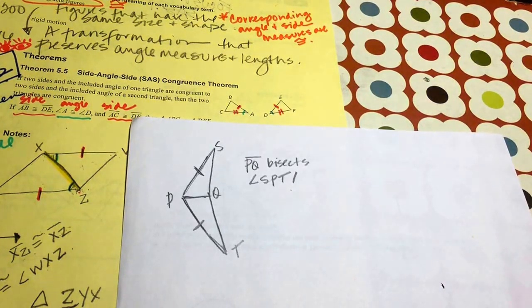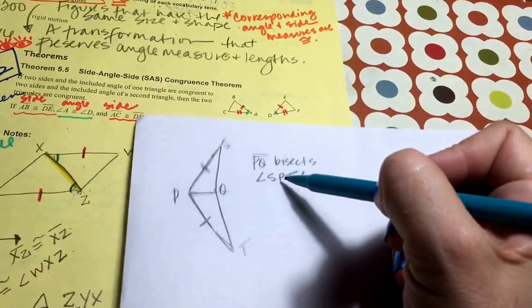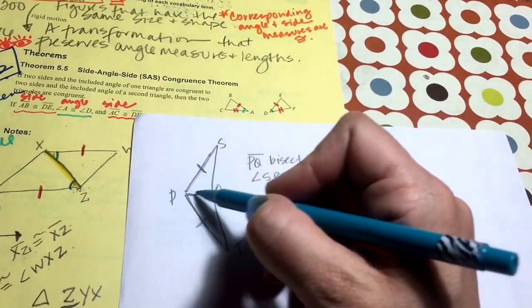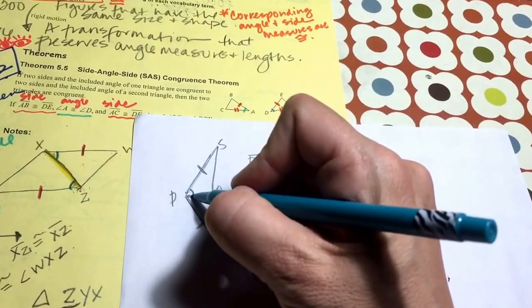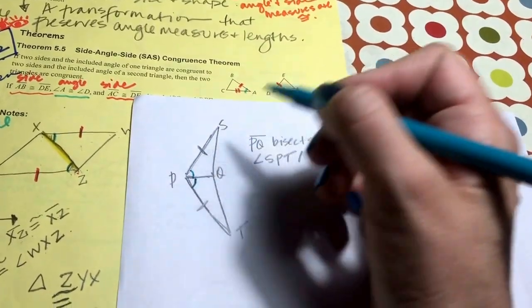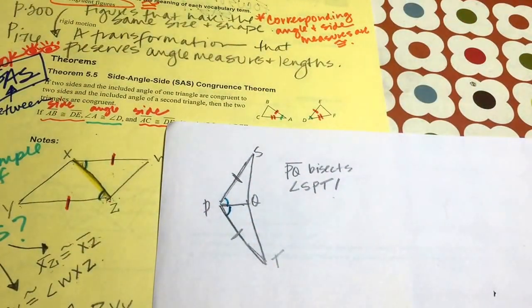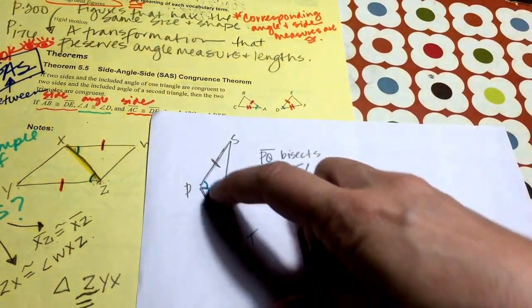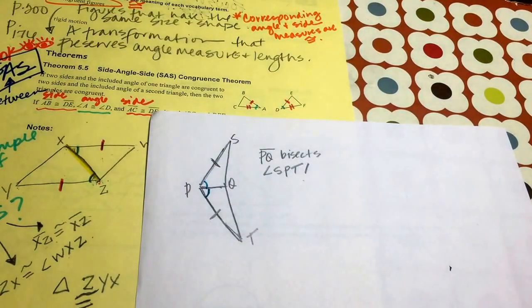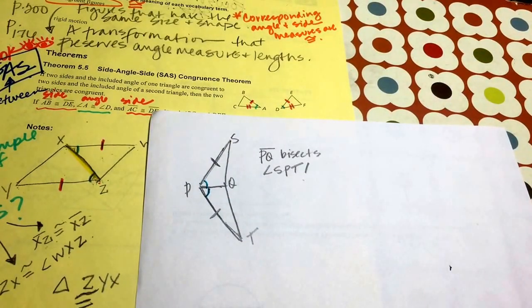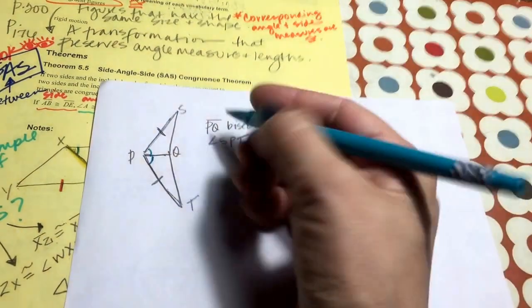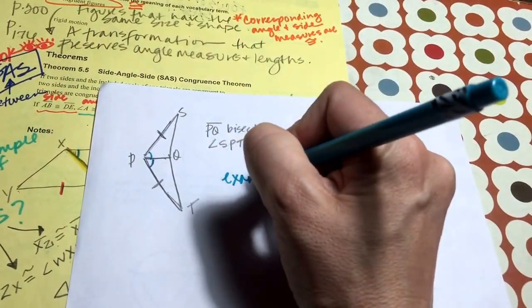Now, the idea that PQ bisects this angle, the angle we're talking about is SPT here, means that this segment PQ is splitting this angle into equal parts. Now, this isn't about finding what that angle measure is. If we knew the whole thing was 100, these would each be 50. It's not like that. It's just about showing that they're congruent. And we're back to, is this an example of SAS?